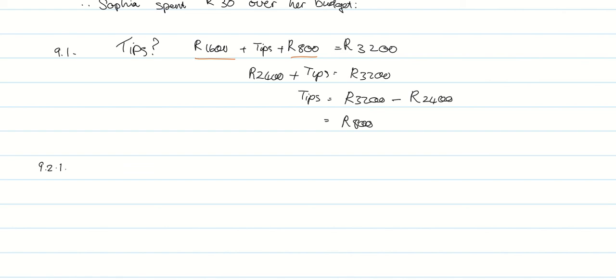What is the average for tips? Or what does she earn per shift? 200 rand. So per shift is 200 rand. But how many shifts is she missing? She's missing 2. So we multiply that with 2, which is equal to 400 rand.